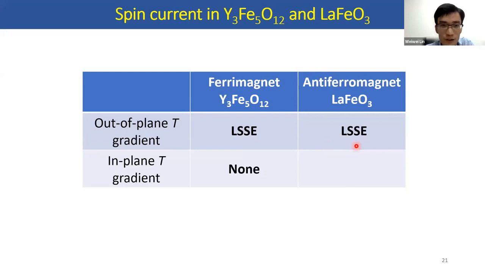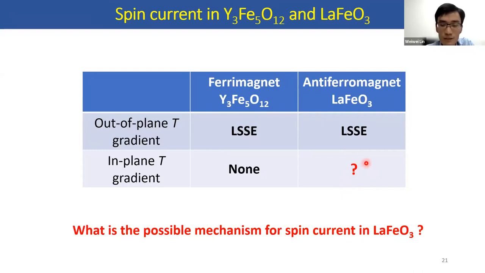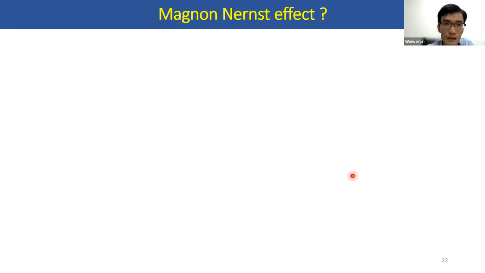But what is the effect? So it's different from the previously known spin transport phenomenon. So what is the possible mechanism of the spin current in lanthanum ferrite? So this is an interesting question. Okay, is this the magnon Nernst effect?